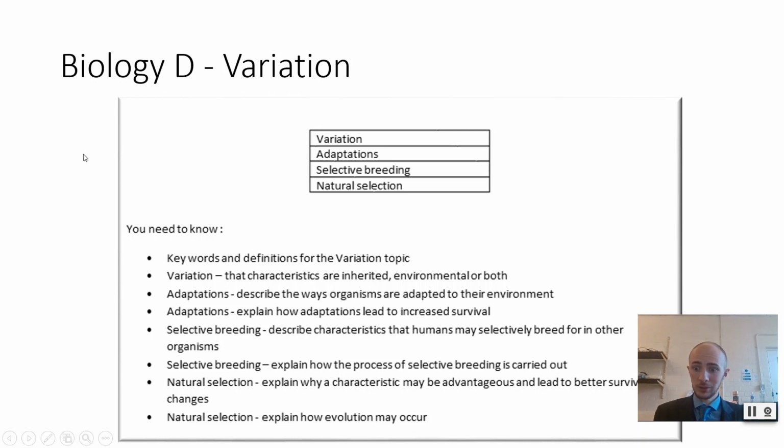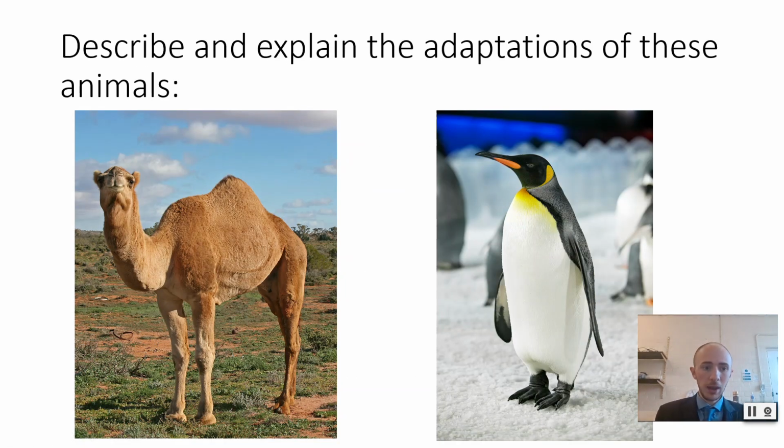Now, why is that not working? There we go. Put 2 animals on the board, and what I'd like you to do is write down 3 adaptations for each animal, and explain why those are good things for that animal.